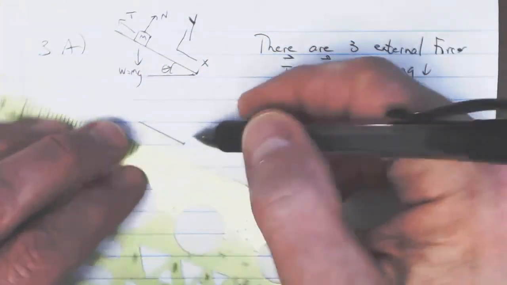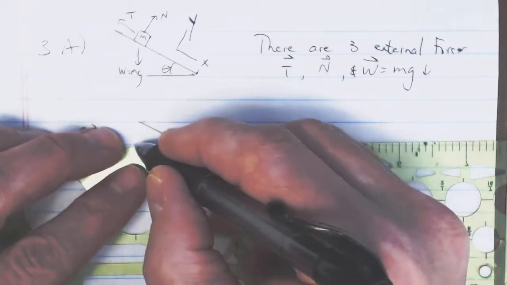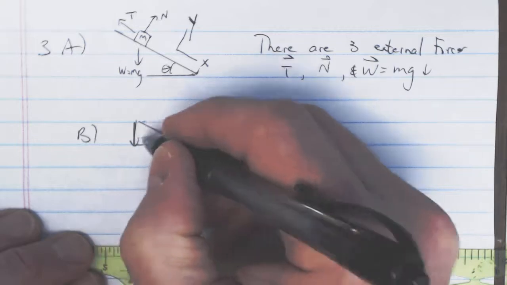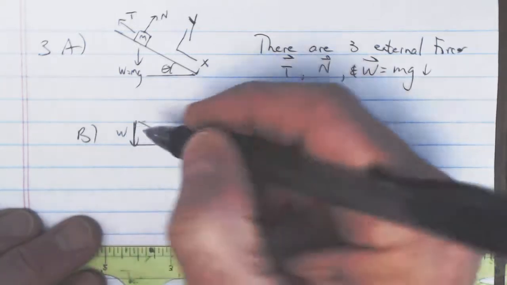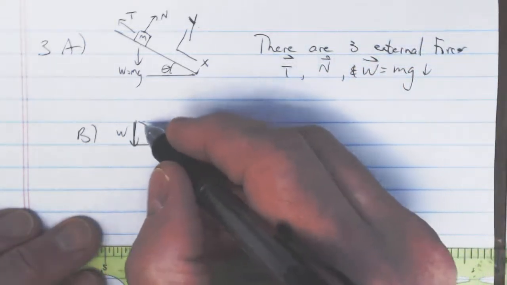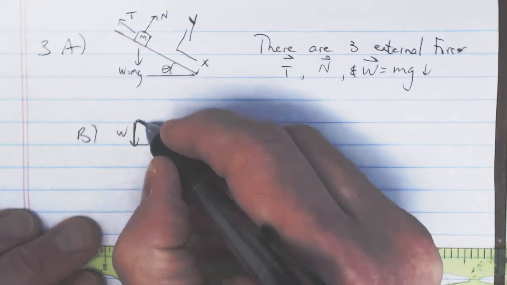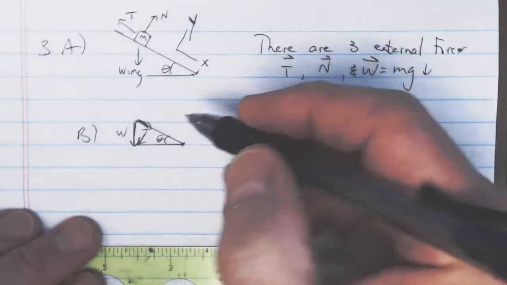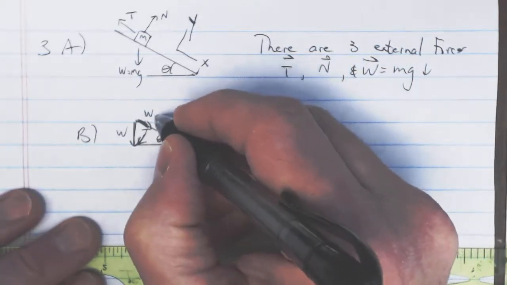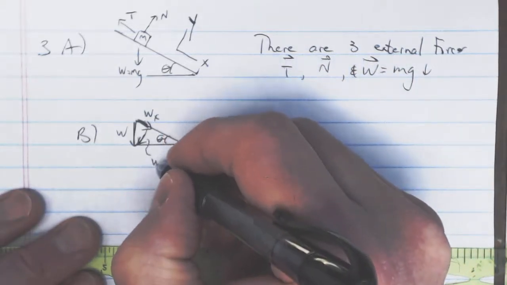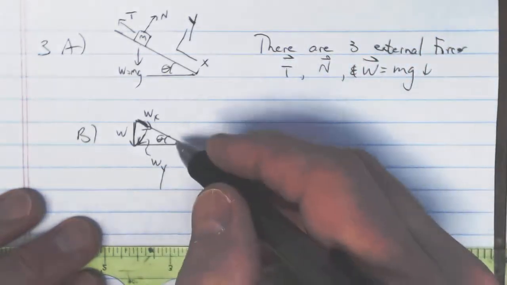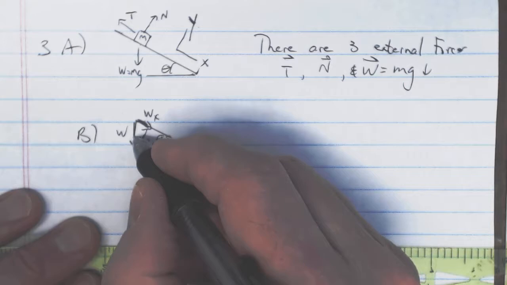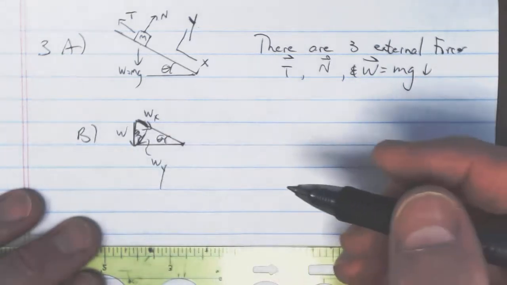Let me just redraw my incline. That's my angle theta. The weight is straight down, so this is the weight pointing straight down. Okay, but I need to resolve into components along x, along the incline, and perpendicular. So this will be my weight component in the x direction. This will be my weight component in the y direction. Notice this angle is theta. This angle is 90 minus theta. So this angle is theta.